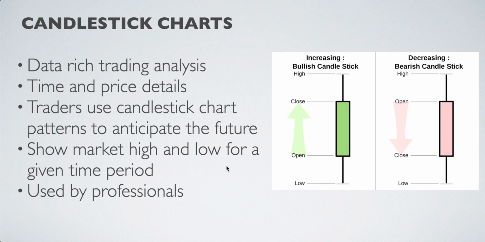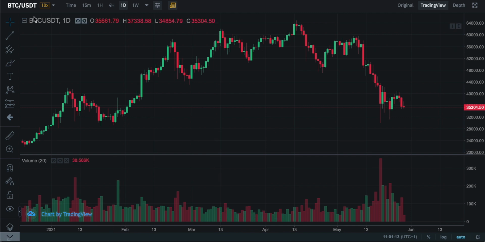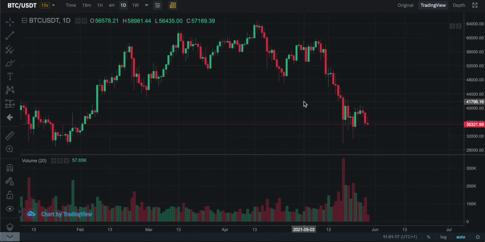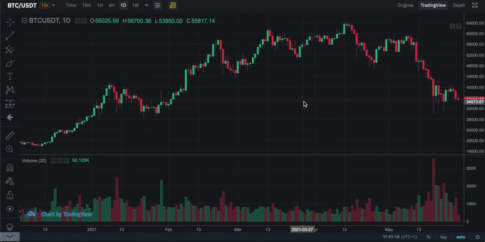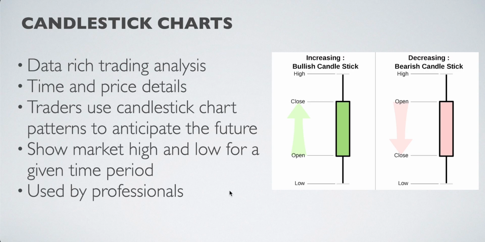Let's come firstly to why we actually use candlesticks as traders and what information they actually give us. We can come to a simple chart right here. This is actually Bitcoin against US dollar. We can see the price on the right hand side, but as a trader, I can actually see a lot more than that. I can see the supply and demand and the battle between buyers and sellers for every given time period.